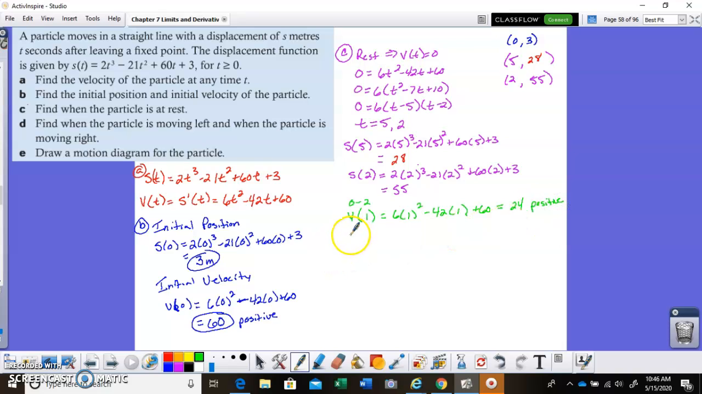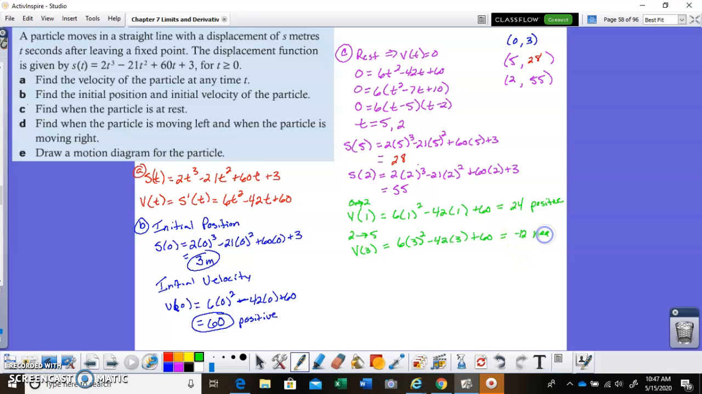Okay? Now, the other section is between 2 and... I don't like this, this looks like a minus sign, so let's do an arrow: 2 to 5 seconds. So let's pick a number in between those two. 3 looks like a good number there. So I'm doing 3 squared minus 42 times 3 plus 60, and that actually gets me negative 12.